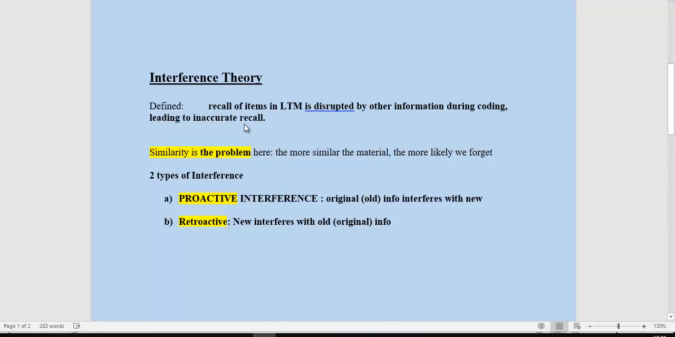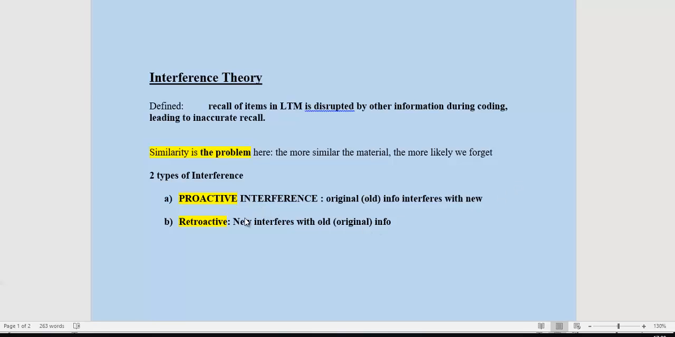Interference theory is defined as recall of items in long-term memory disrupted by other information during coding, and obviously that leads to inaccurate recall. So what else do we need to put in? We need to make sure we use this word similarity. Here with interference, similarity is a problem. The more similar the material, the more likely we are to forget.